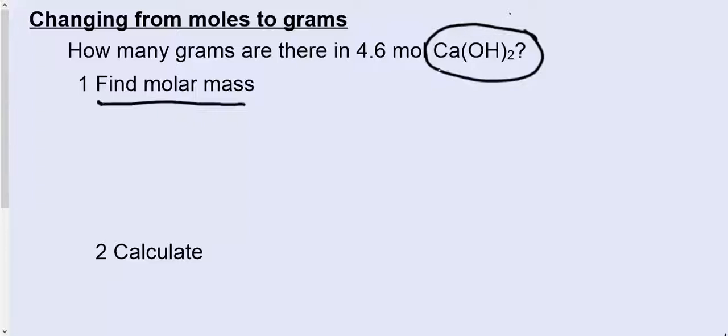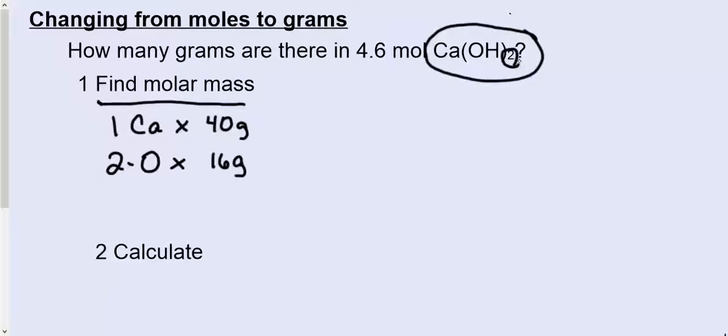How many calciums are there in this formula? 1. 1 calcium. And we look at the periodic table under calcium and we see the number 40. It's 40 point something, but I'm going to round it to 40. 1 calcium atom has a mass of 40 grams. How many oxygens are there? This 2 tells you that there are 2 oxygens in every formula unit. So we'll put a 2 oxygens. We'll look at the periodic table and it's 15.99, so I'll round that to 16 grams.